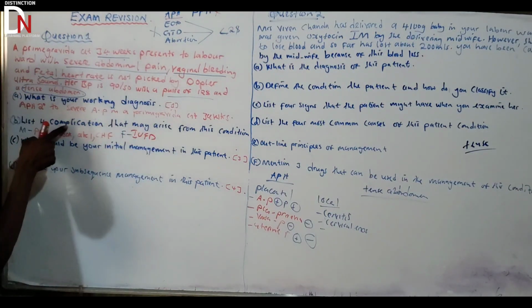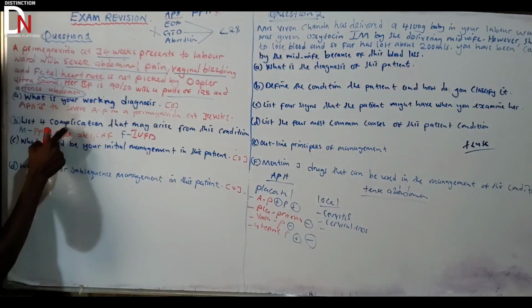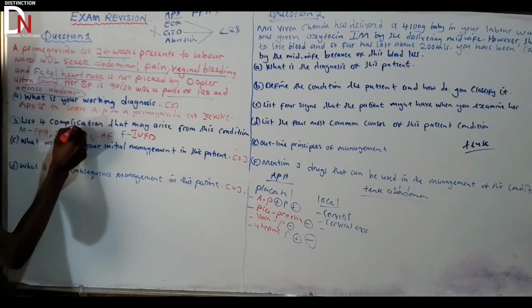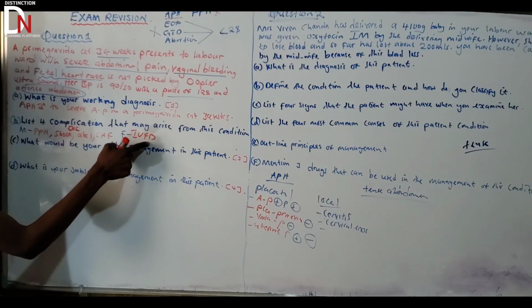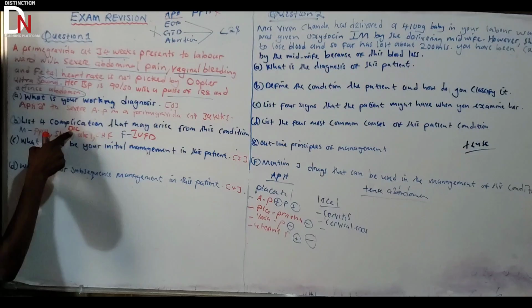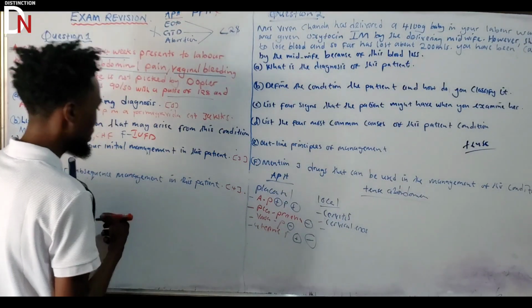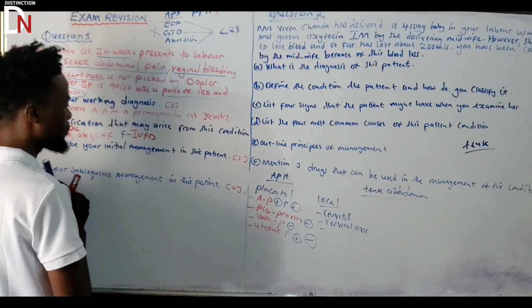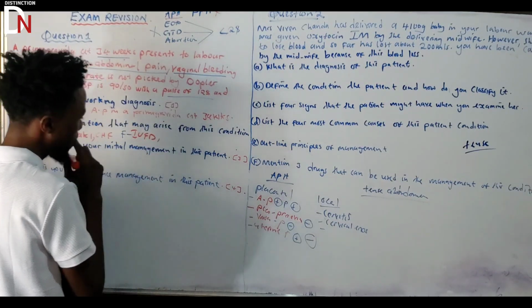I forgot the most important one here. Sorry guys. We forgot a very important one, DIC, because intrauterine fetal demise can lead to DIC in the maternal circulation, disseminated intravascular coagulopathy. Don't forget about that. Then we go to another one.